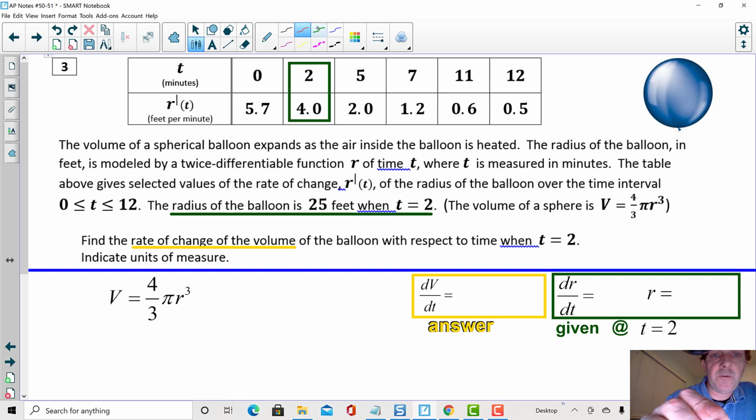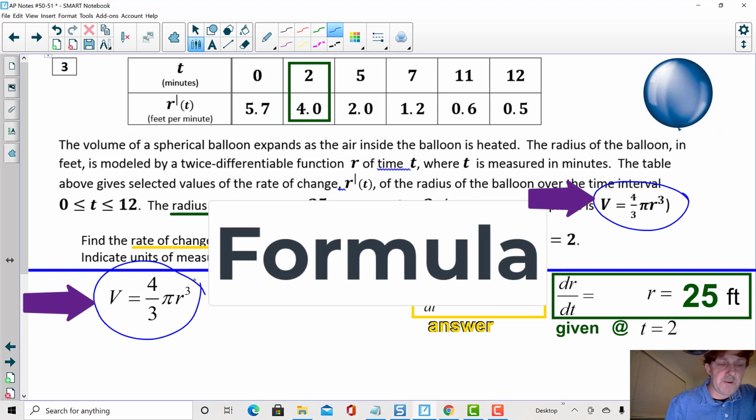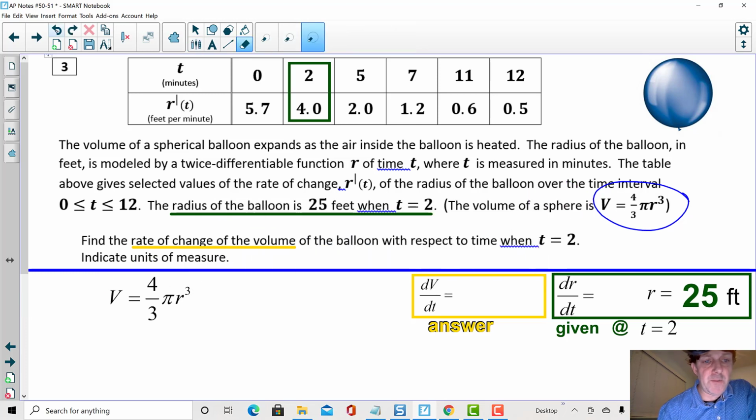Let me write that down. So when t is 2, the radius is 25 feet. Again, it does give you the volume of the sphere, so we're going to write that down right here. And it asks us to find the rate of change of the volume. So V is the volume. The rate of change of the volume would be V prime. So we need to find V prime.